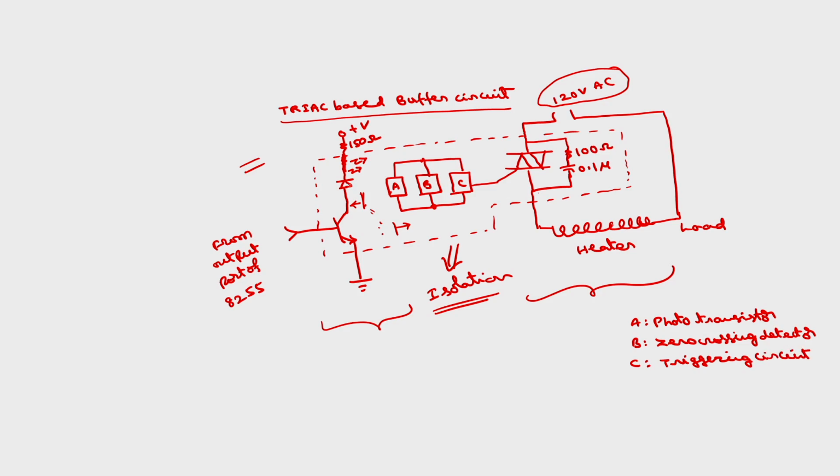So whenever this LED is on, it is going to emit light. That light will be converted into current by this photo transistor. That current will be processed through the zero crossing detector, so that it will be converted into unipolar. Then this will be given to the triggering circuit, which will trigger the triac. This is the triac. So, this triac will act as an on-off switch, thereby allowing this 120 volts to connect to this heater through this switch.